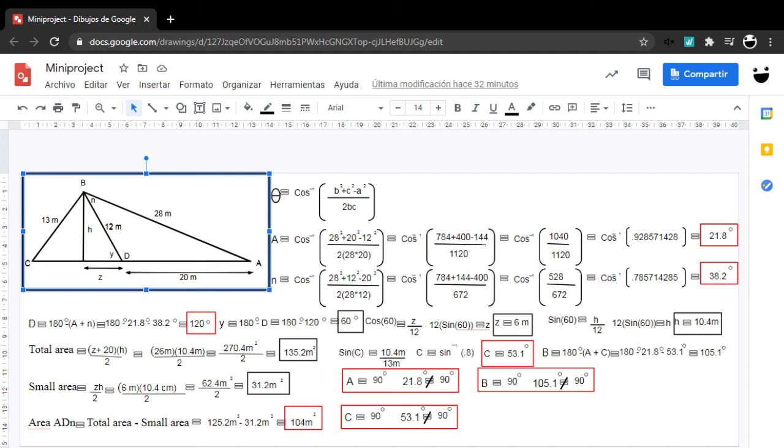Finally, I will find the angle C and show that the triangle ABC is not a right triangle. To find the angle C, C is equal to arcsine of 10.4 meters over 13 meters, and that's equal to 51 degrees. And finally we have to identify the angle B that is equal to 180 minus (A plus C), and that's equal to 105.1 degrees. And if we look, ABC isn't equal to 90 degrees, so the ABC triangle isn't a right triangle.